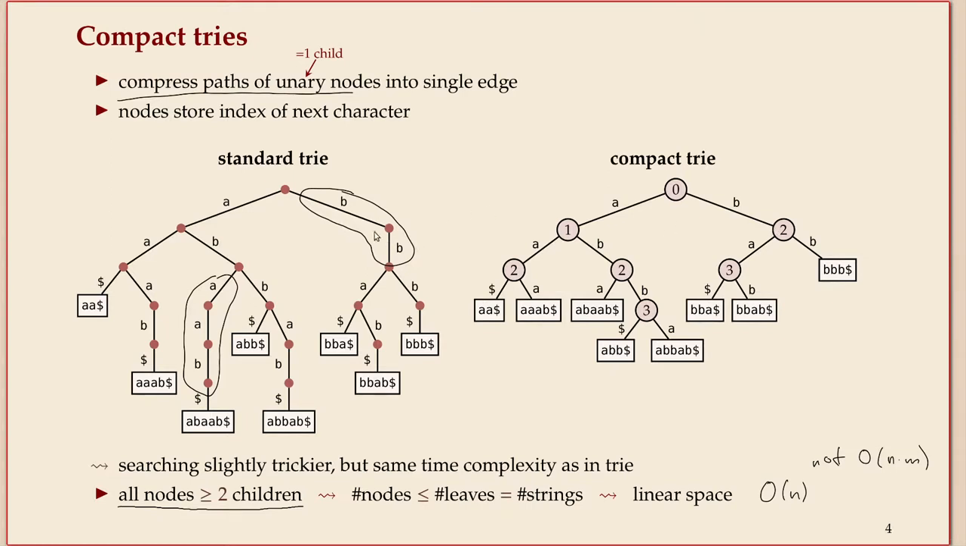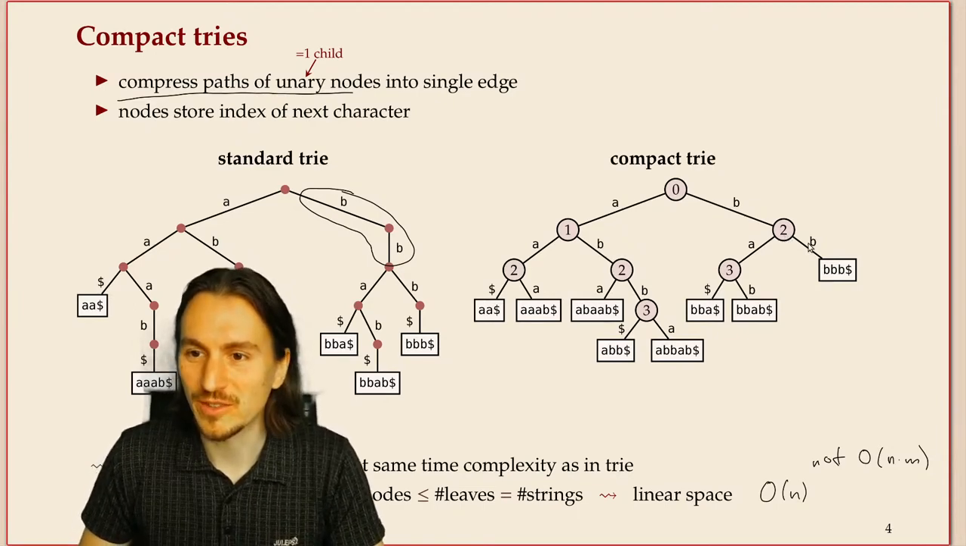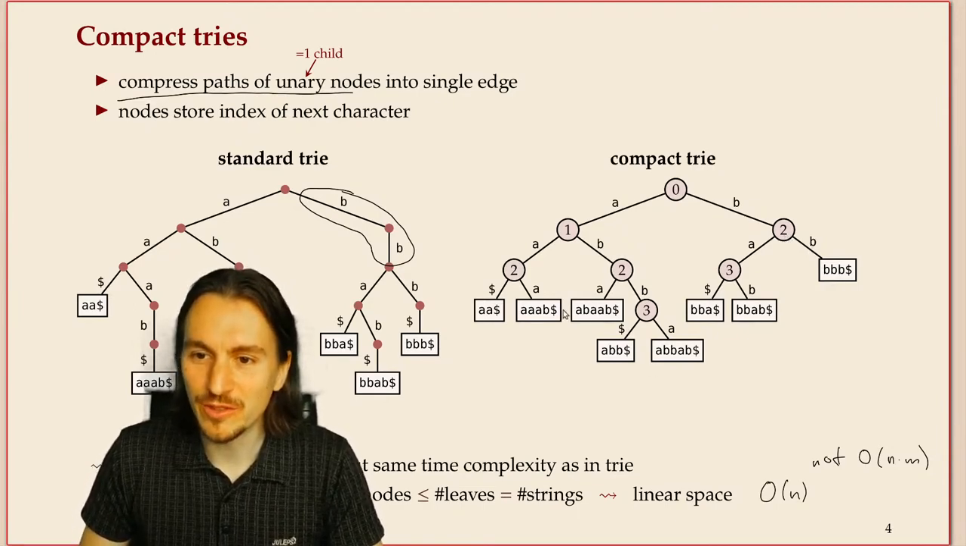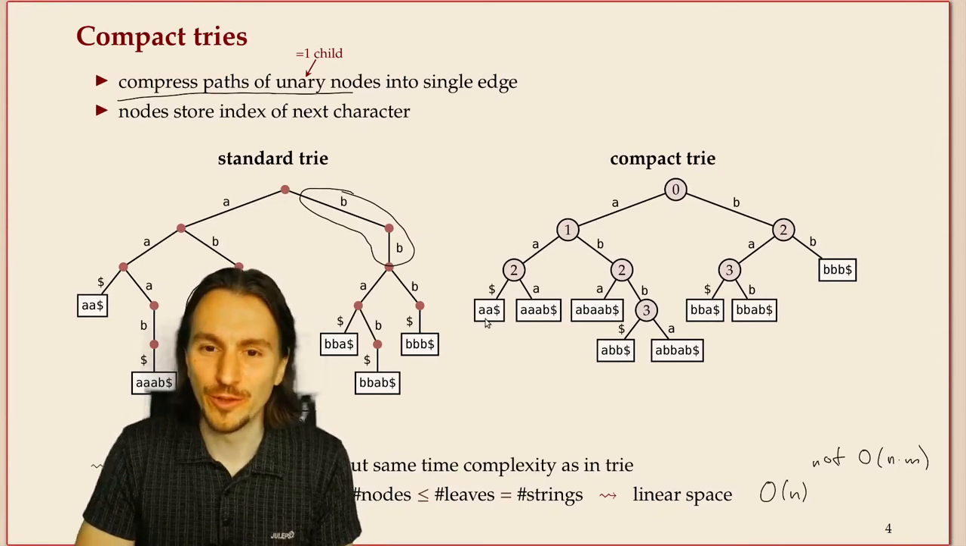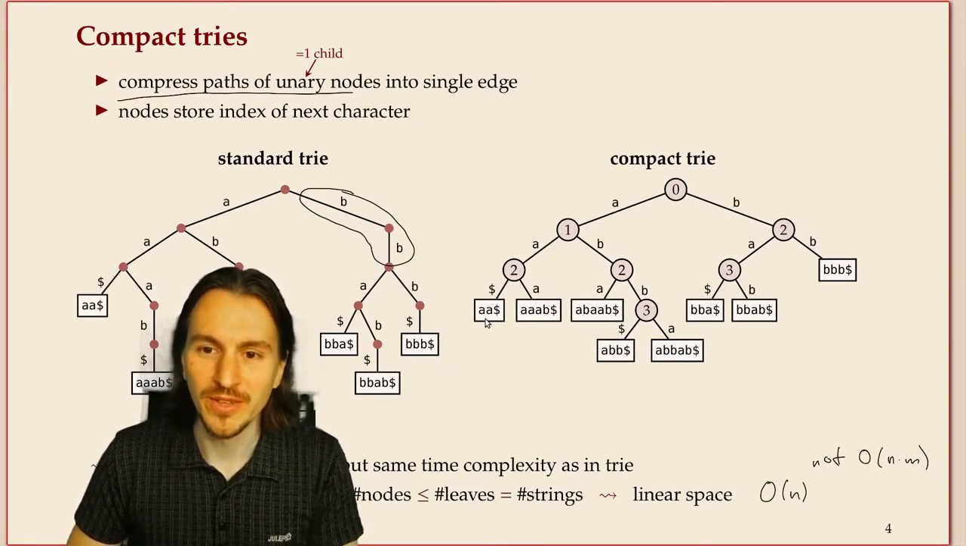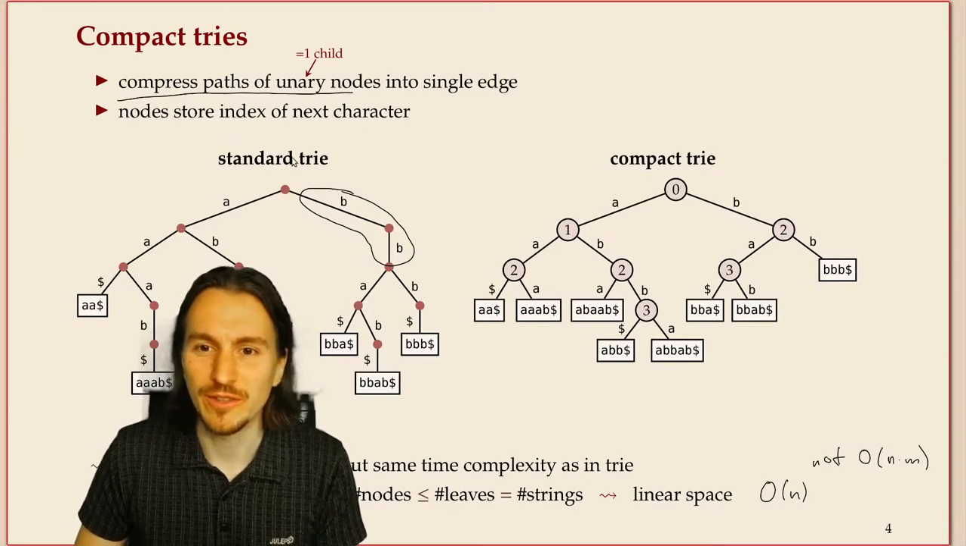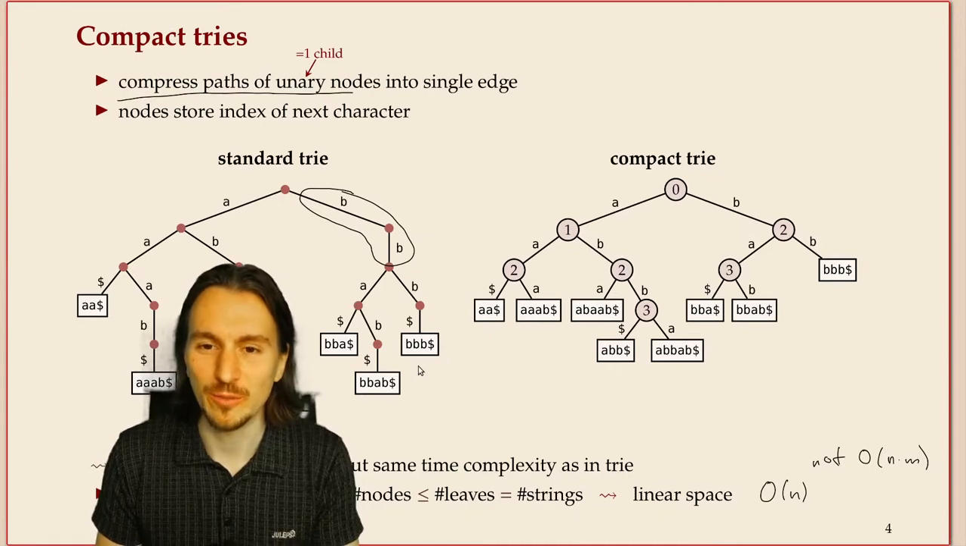And to be space efficient, we don't want to store all those path labels. We only store here the first character. And then the internal nodes have to store additional information so that you know which character next to compare. And then in the leaves, you would actually store the full string, because that information is otherwise not represented in the compact trie. Whereas in the standard trie over here, you wouldn't really need to store the string a second time in the leaves because the information is already contained in the edge labels on the path.